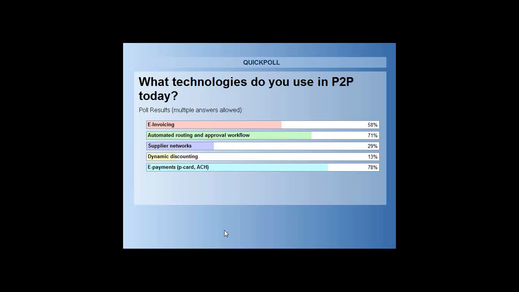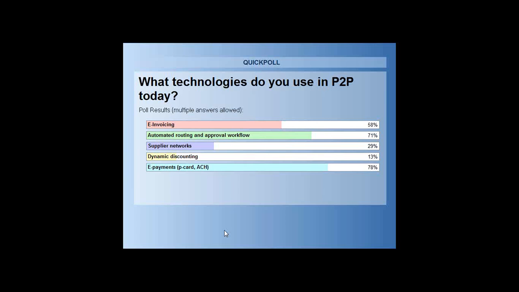Coming up on your screen now, you can see again, quite interesting, the adoption of e-payments such as P-card, ACH, 78% there, and routing and approval workflow, very, very popular, and e-invoicing coming in at 58%. Not so popular, which is quite interesting because we're seeing a shift to suggest otherwise, that there is a move towards dynamic discounting. Only 13% coming in at dynamic discounting technologies to help with dynamic discounting enablement. Thank you very much, and back to you, Vishal.